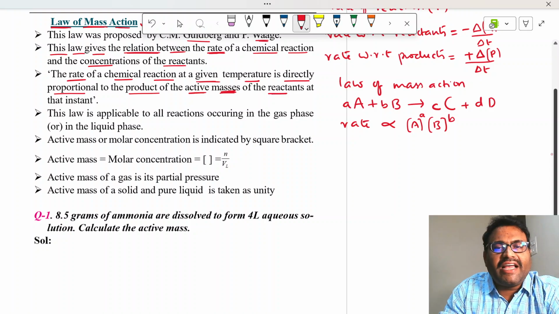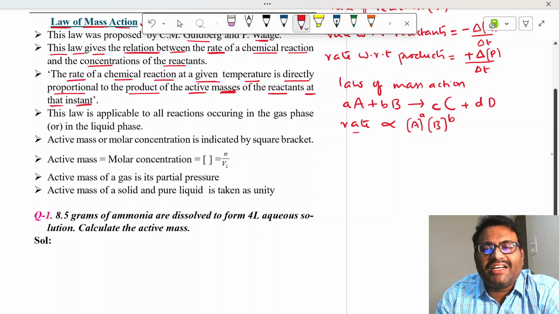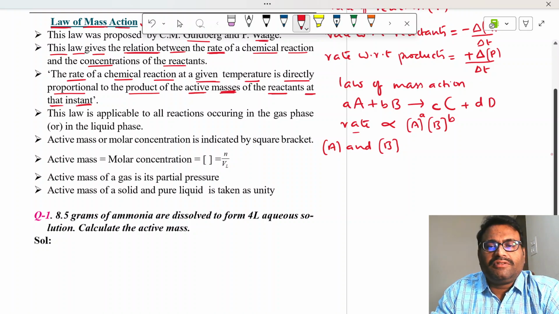So active mass of the reactants at that instant, at that particular time when the reactants are reacting: how much concentration of A is present, how much concentration of B is present. So rate depends upon those concentrations of A and B present at the time of the reaction. We can say that these are the concentrations of A and B present at the time of reaction.